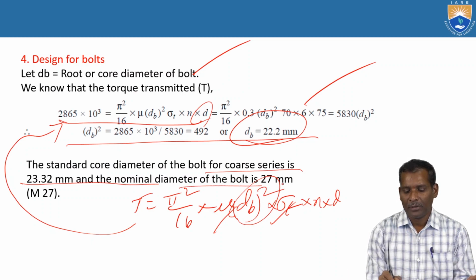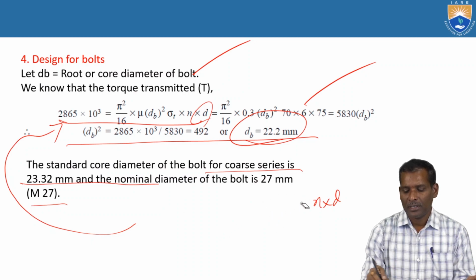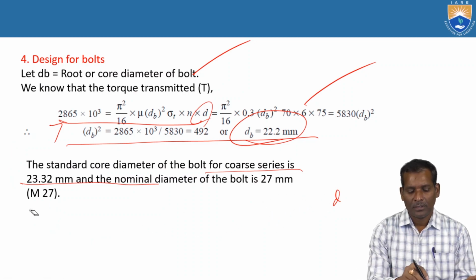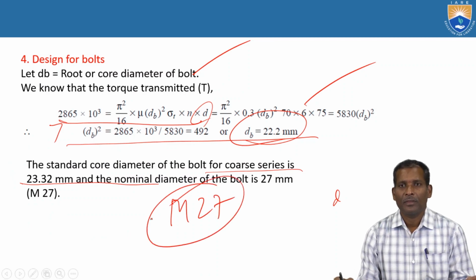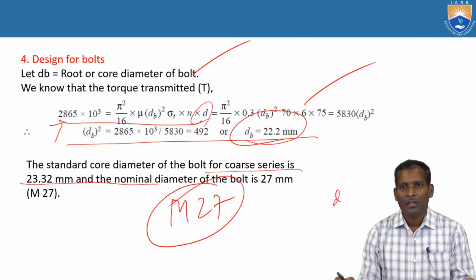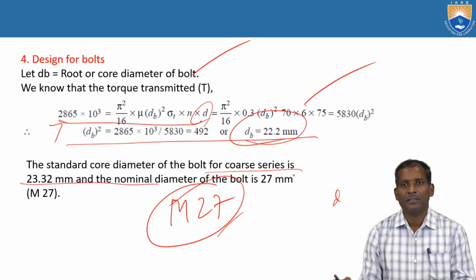And the nominal diameter of the bolt is 27. So the designation of the bolt is M27, a metric type of bolt, and the series is the core series. The standard nominal diameter is 27.